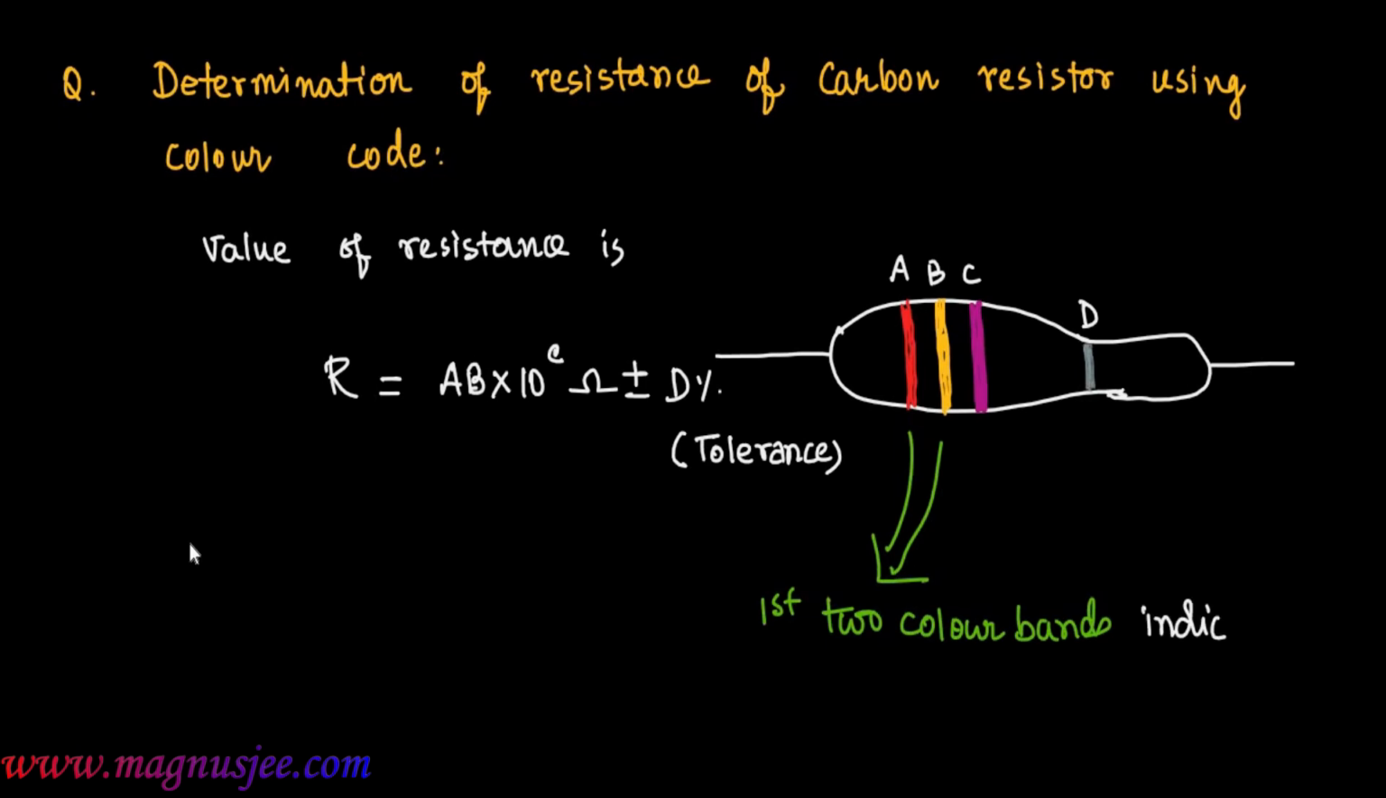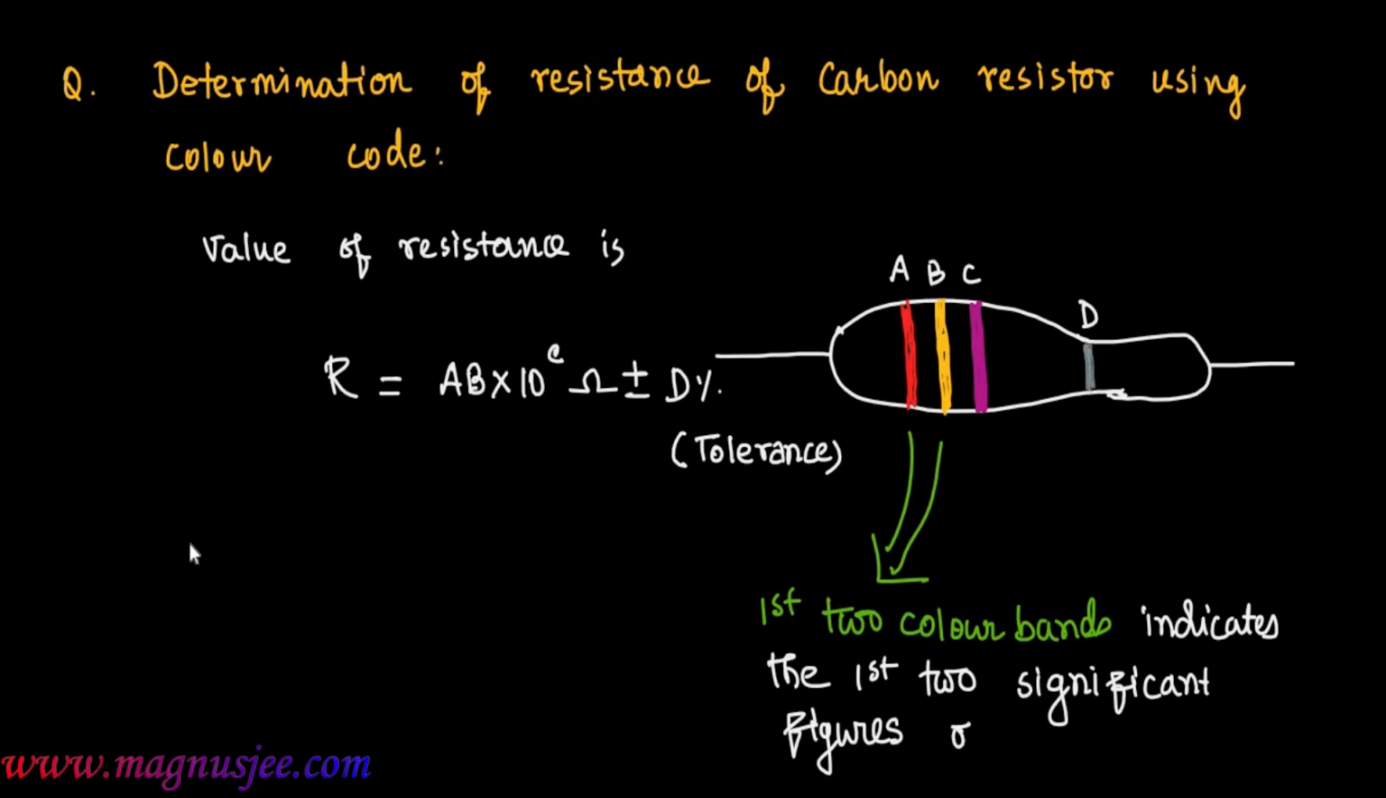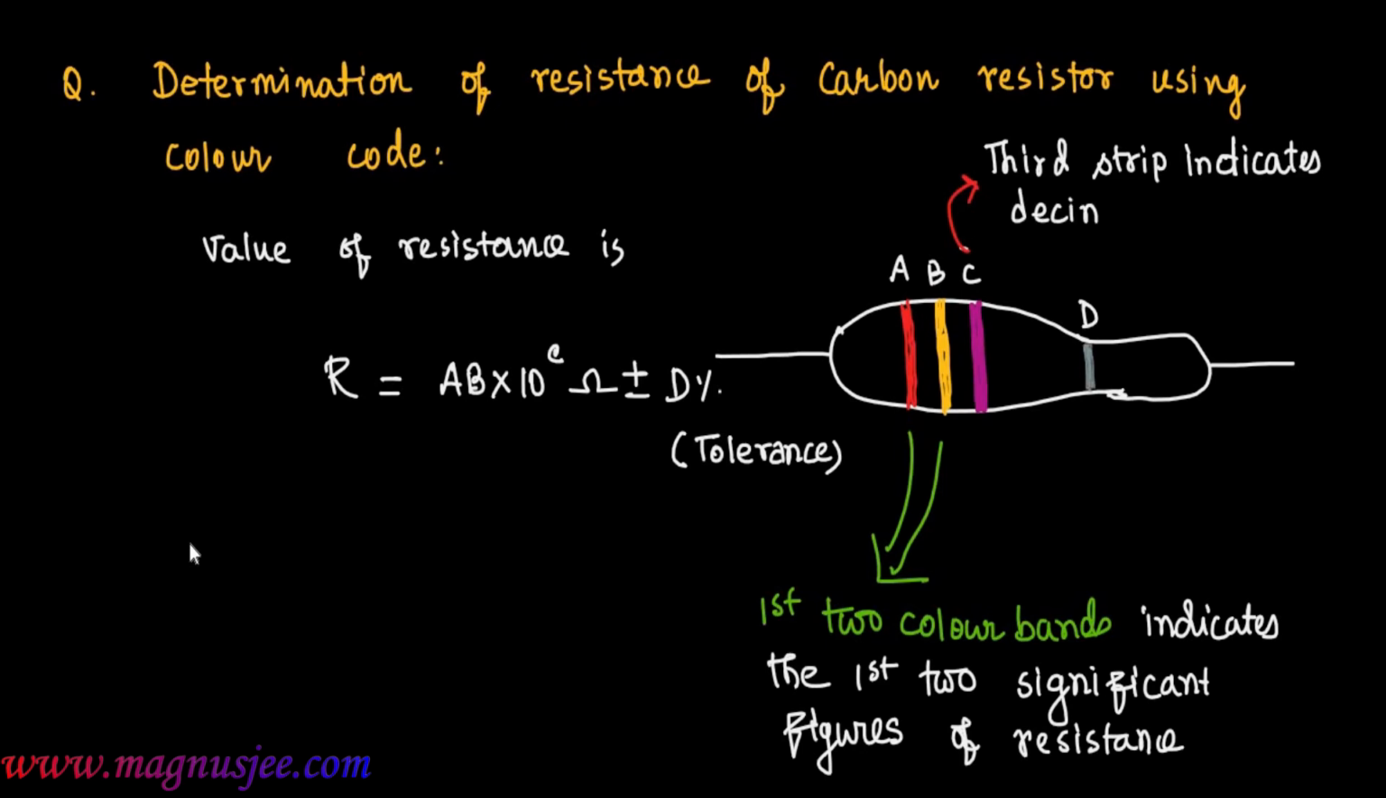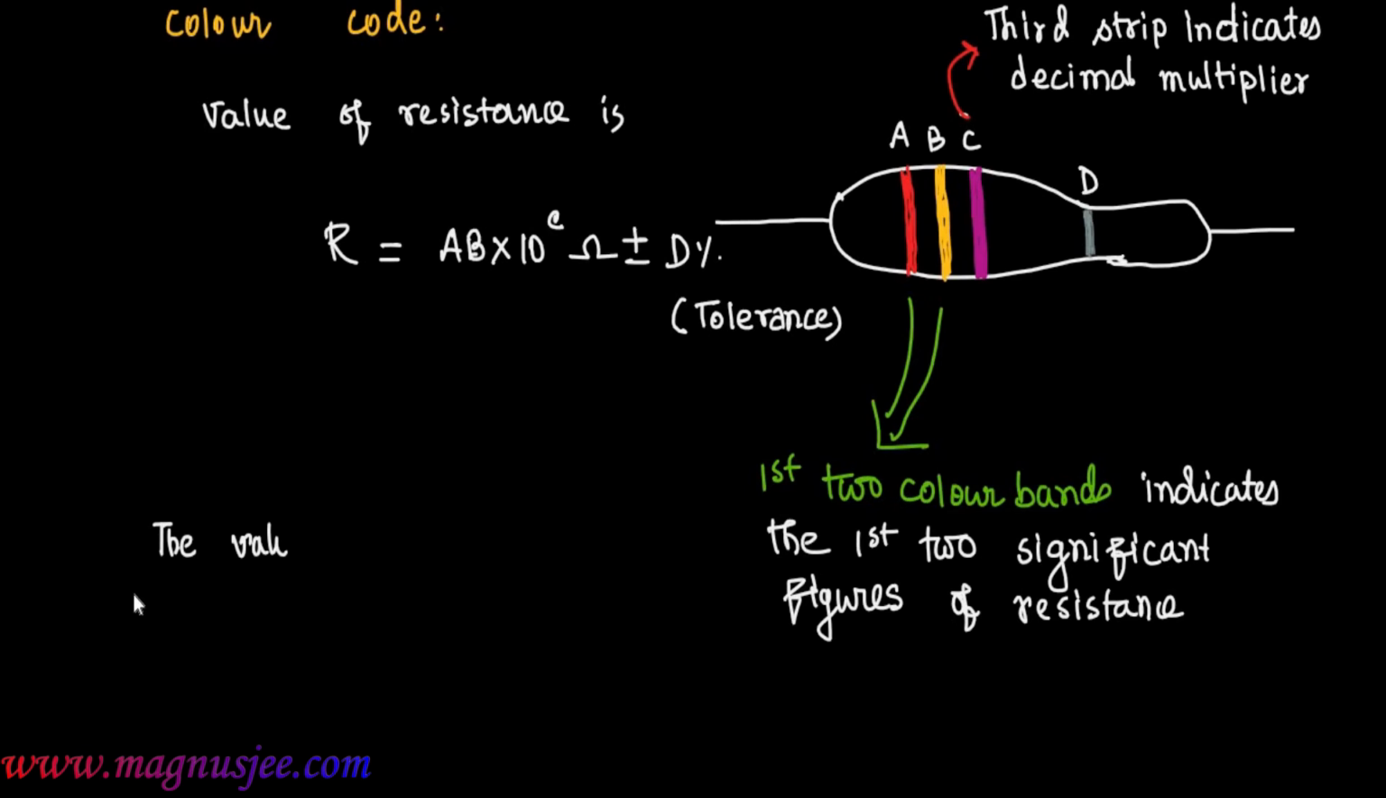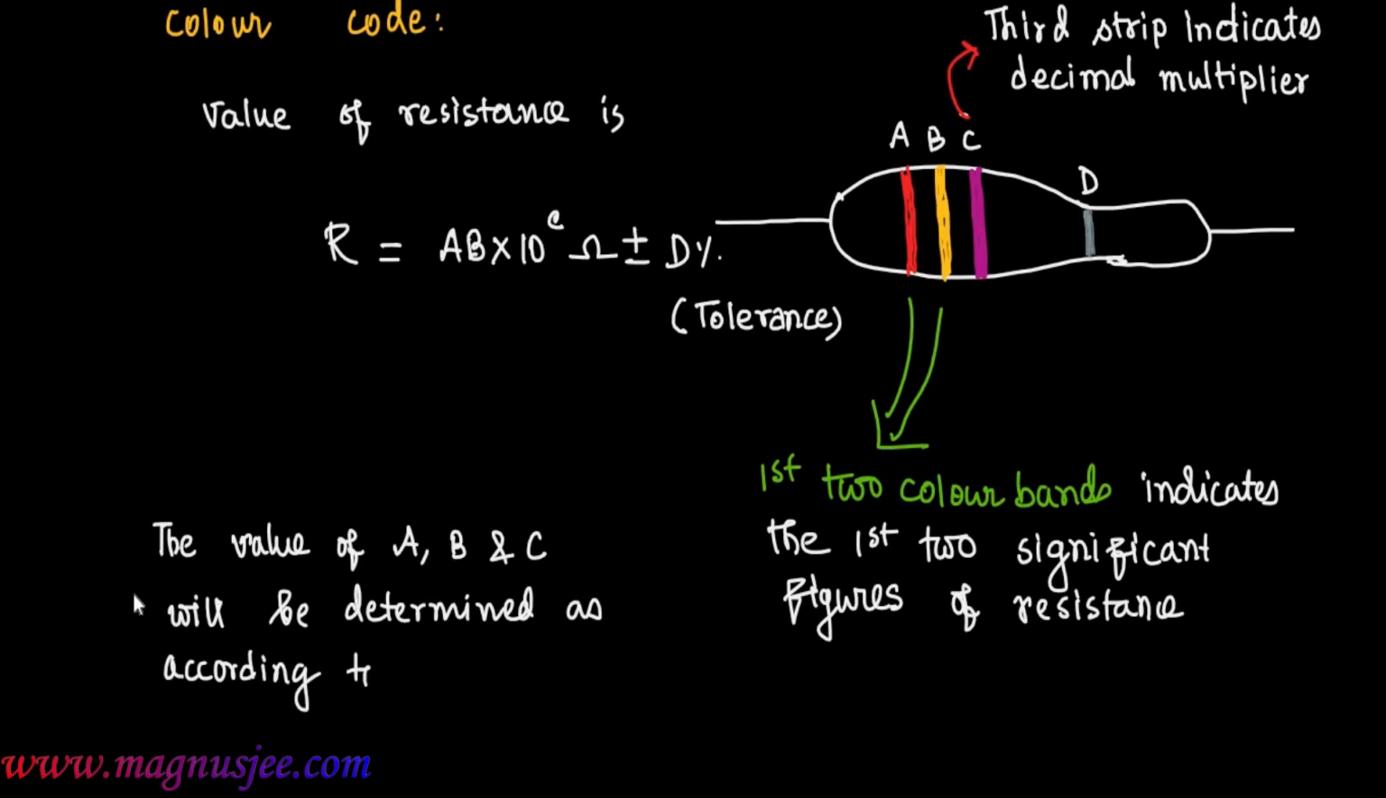The first two color bands indicate the first two significant figures of the value of resistance, and the third color strip, that is the strip C, indicates the decimal multiplier of the resistance. The values of A, B and C will be determined by the first three color strips, according to the following code.